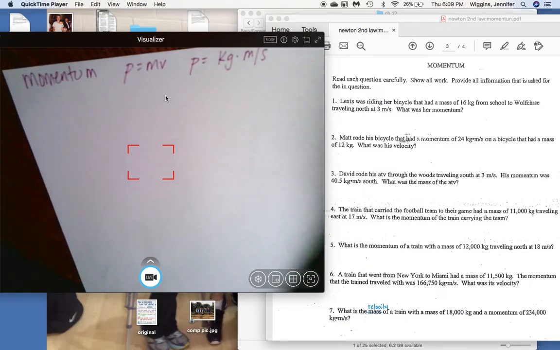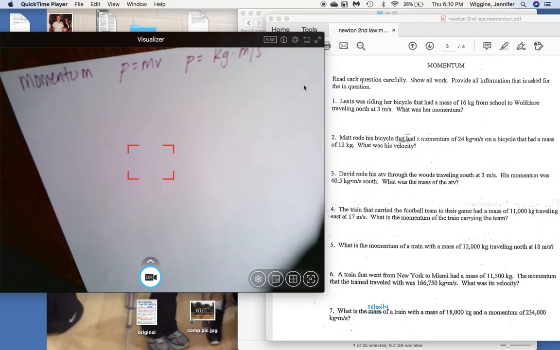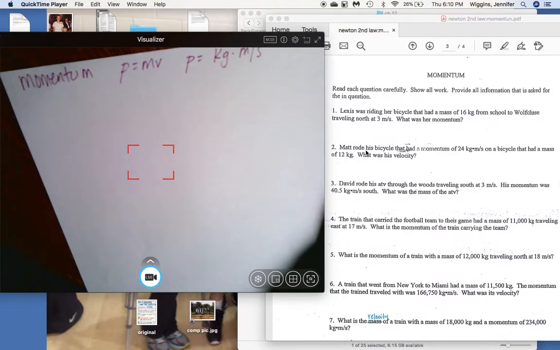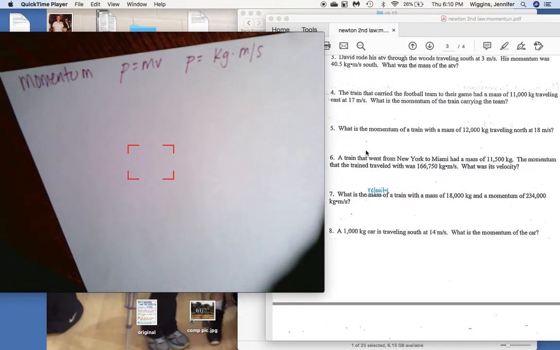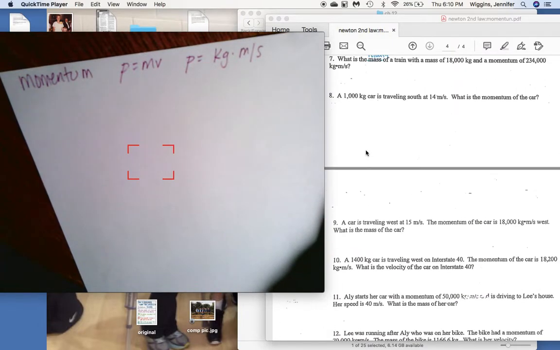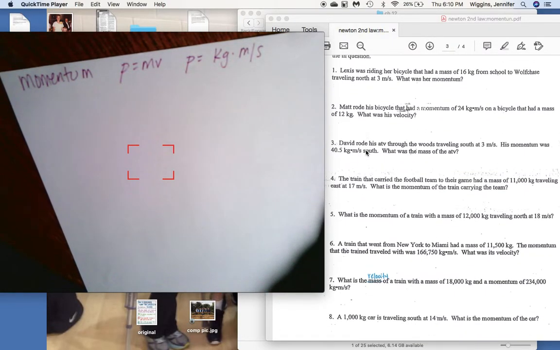Okay? So for homework tonight, you'll have to do this page right here, 1 through 8, and I'm probably going to do about 3 of them. So actually, what you'll have to do is probably the rest of them too. It won't take you very long. Okay, so I'll do the first 3.